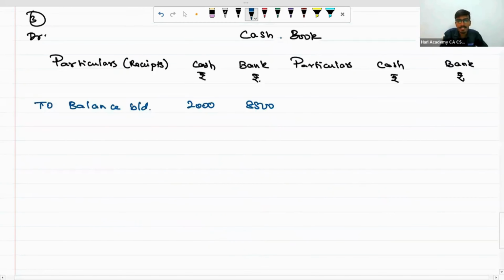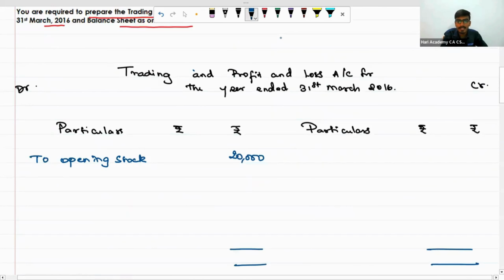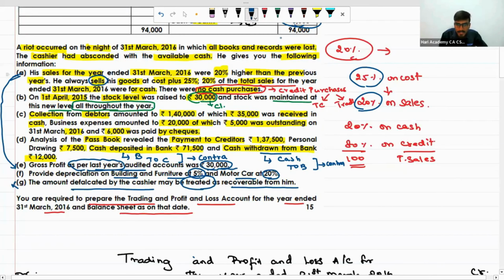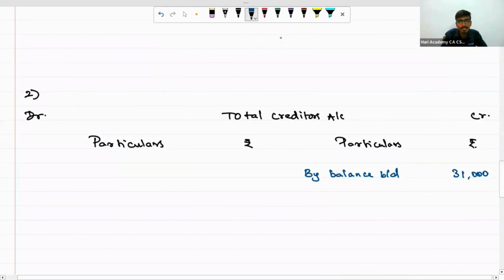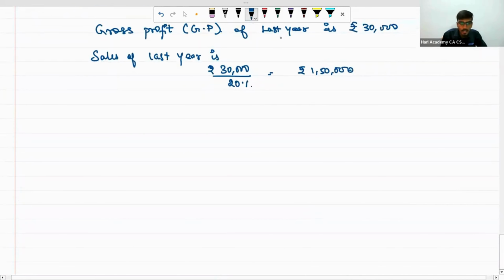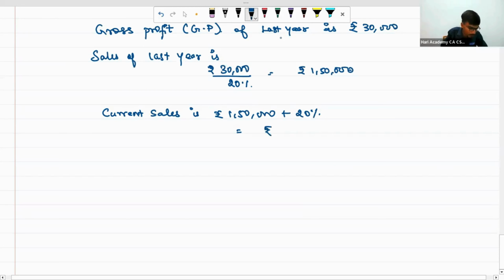Once they have said sales of the last year, they have clearly mentioned that current year sales is higher than 20%. So if the current year sales is higher than 20%, my current sales is 1,50,000 plus 20%. Take a calculator. 1,50,000 plus 20% is equal to 1,80,000.